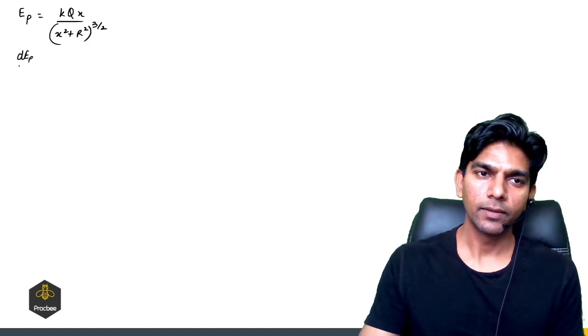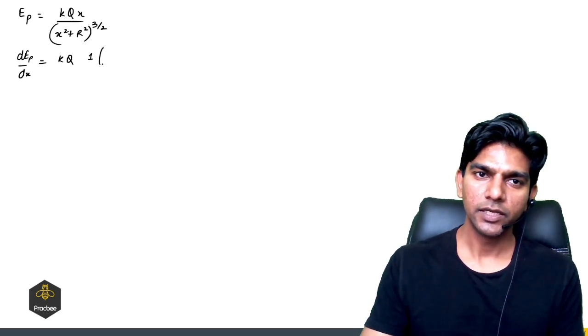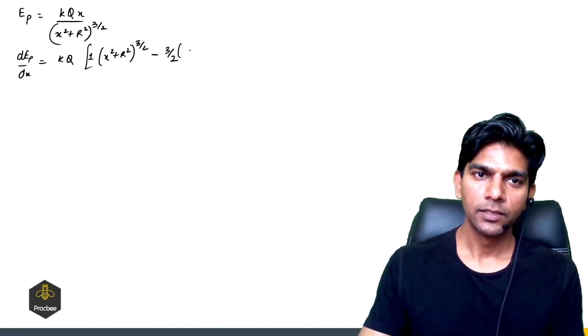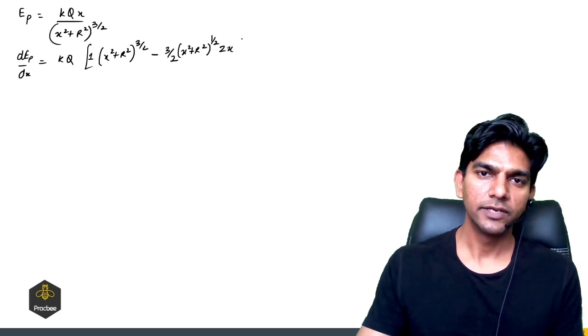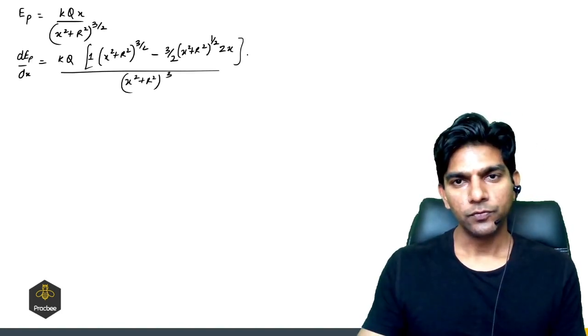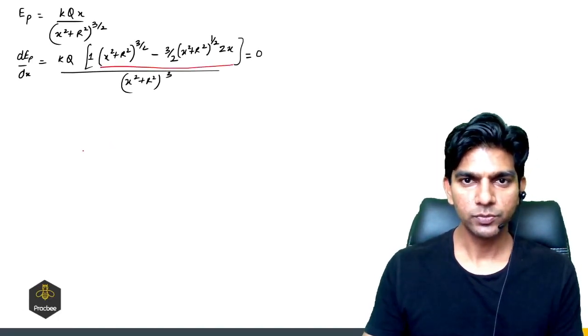So dEP by dx, kq is constant. Now we have to use the quotient rule. So it will be dx by dx, which is 1, times x square plus r square raised to power 3 by 2, minus the differentiation of the denominator, which is 3 by 2 times x square plus r square raised to power 1 by 2 times 2x, divided by the square of the denominator, so x square plus r square raised to power 3. Now for this expression to be 0, this factor has to be 0, right?